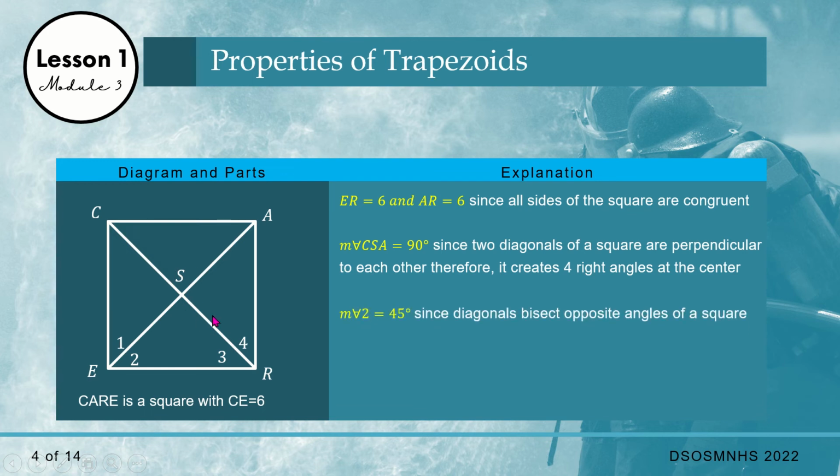Another we need to look for is the measure of angle 2. Angle 2 is half of the right angle, right? The corner angles of a square are all 90 degrees. 90 degrees, 90 degrees. So the diagonals bisect each other. At the same time, they bisect the opposite angles. So it bisects angle A, angle E, angle C, and angle R into two equal angles. So therefore, half of 90 degrees is 45 degrees.